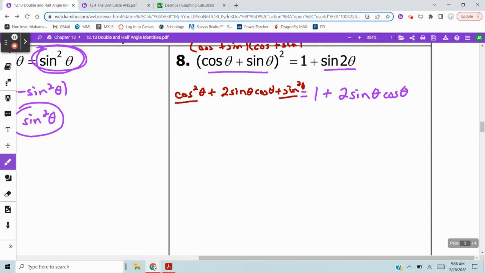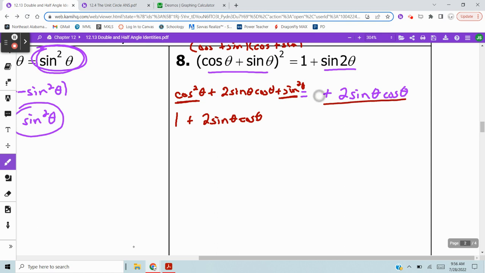Cosine squared plus sine squared. That's one of the most basic Pythagorean identities that we have. Sine squared plus cosine squared will always equal 1. So what I did is I grouped those together, so I now have 1 plus 2 sine theta cosine theta, which is what we actually have on the right side.